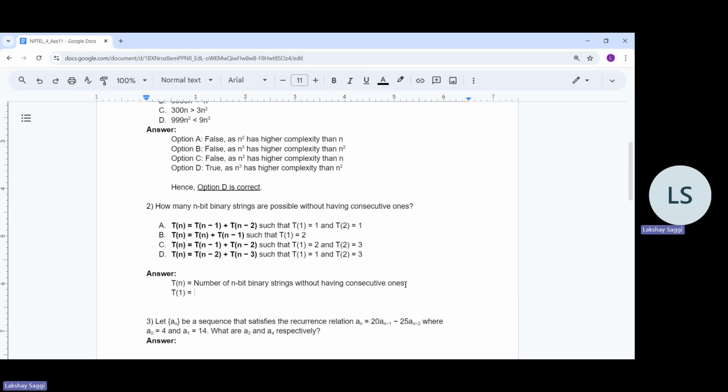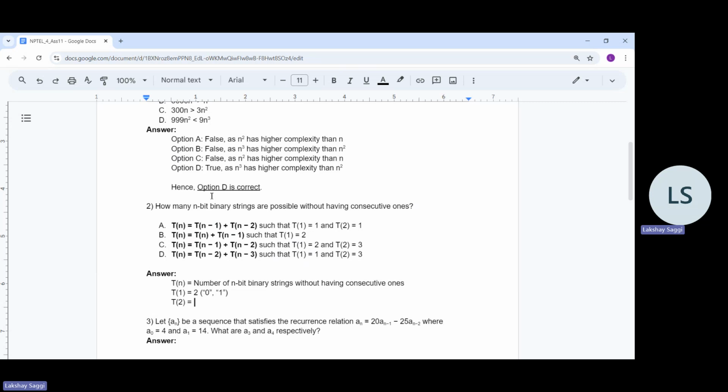It's easy to see that this is just equal to 2, because a 1-bit binary string can be 0 as well as 1. In both cases there are no consecutive ones, because there is only one bit anyway. Let me write the strings also: the first string is 0, and the second string is 1. Both these strings have length 1 and do not have any consecutive ones.